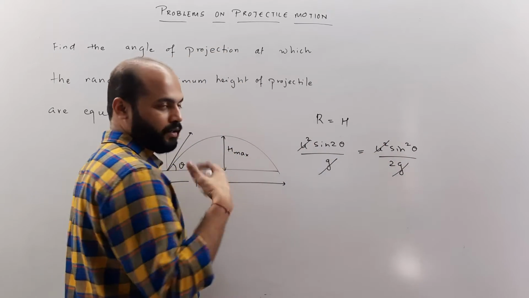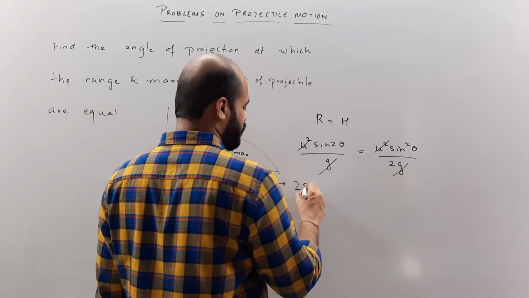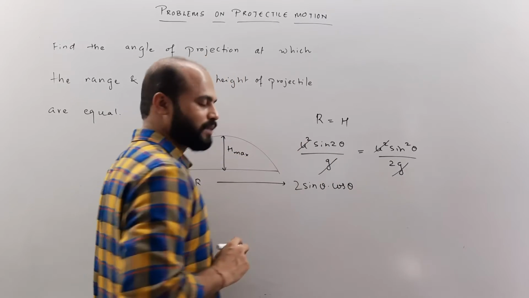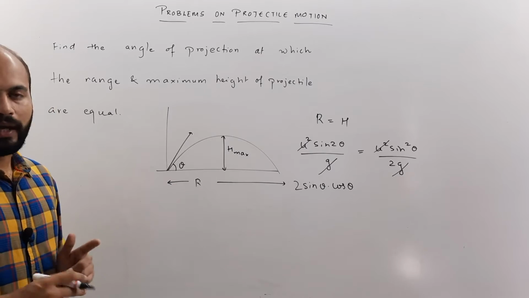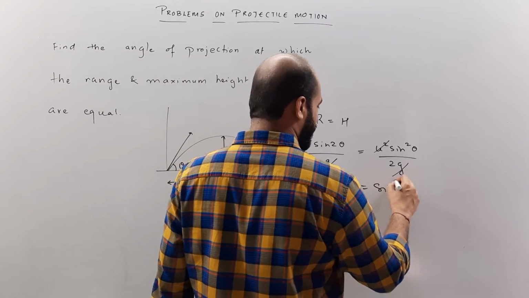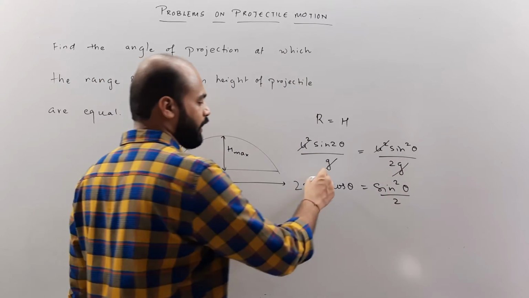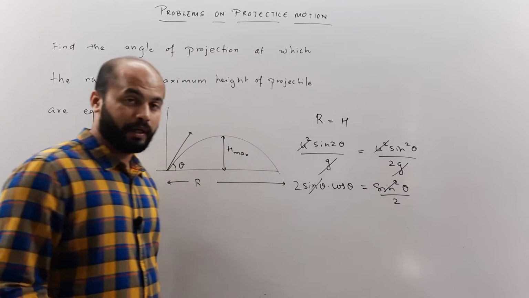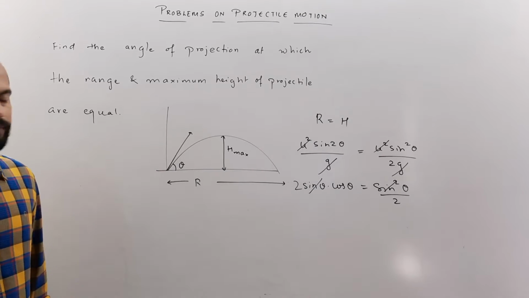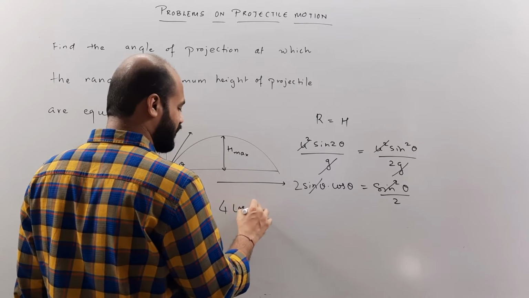This I am going to write back in the form of sine theta and cos theta. So if you remember the derivation, we had compressed this formula and written it as sine 2 theta. So I will write it back as 2 sine theta cos theta, and the other side can be written as it is, sine square theta divided by 2. Now I can definitely cancel out sine theta, because sine theta can never be 0 over here, because there is some angle of projection.